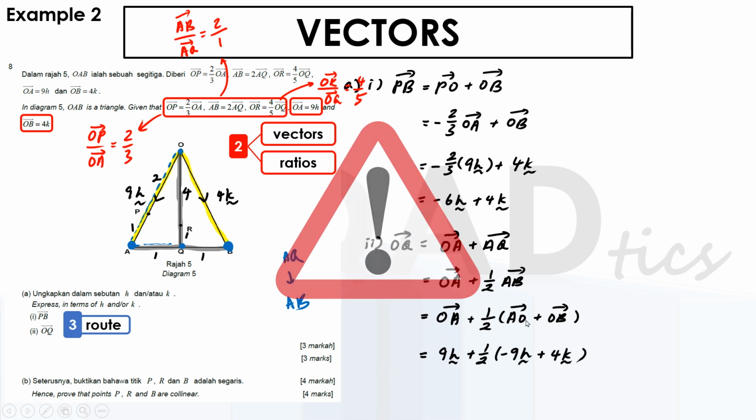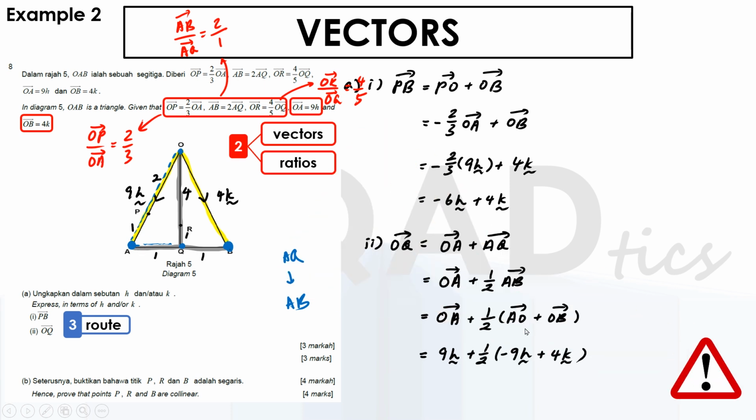Okay, and the AO here. So AO, because we are going from A to O, which we are going up, but the vector here is going down, so it's the opposite direction. So what we need to do is to add a negative in front. Okay, because we are going to the opposite direction. So this is for AO, and for OB it's just directly taking 4K. Right? And then we simplify, then we'll get our answer.